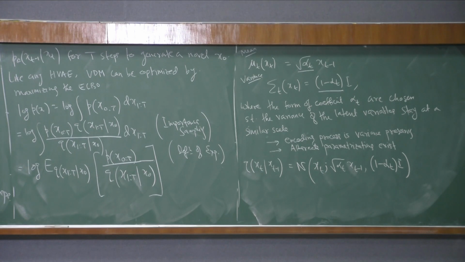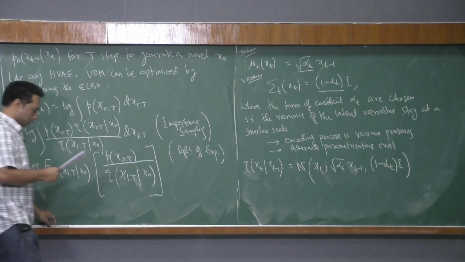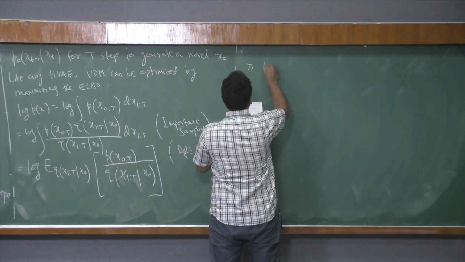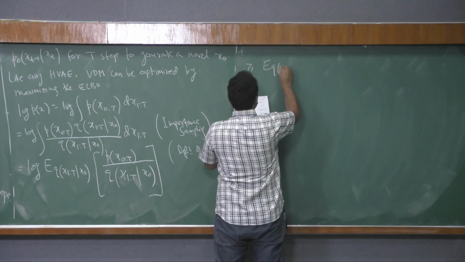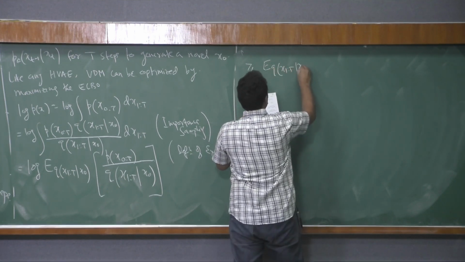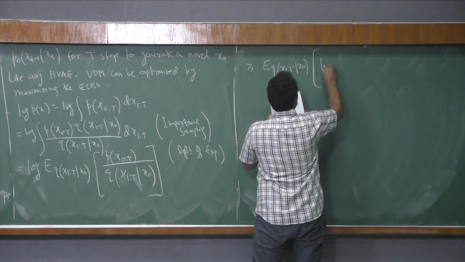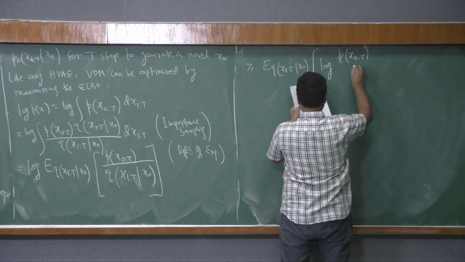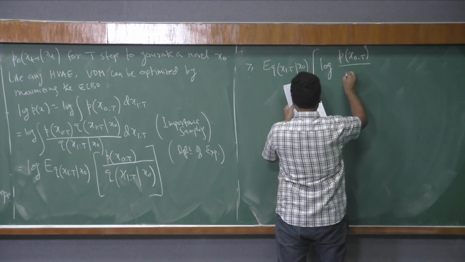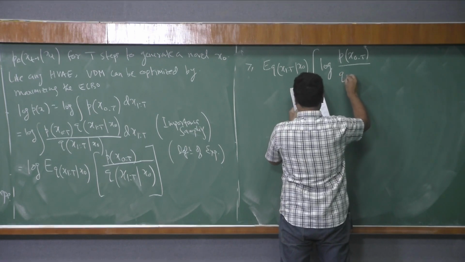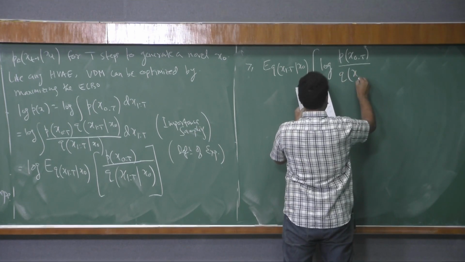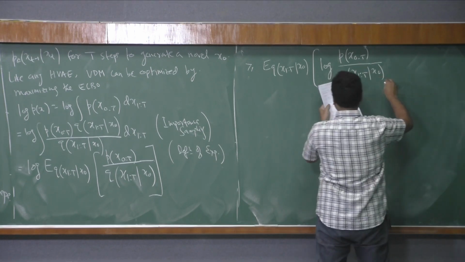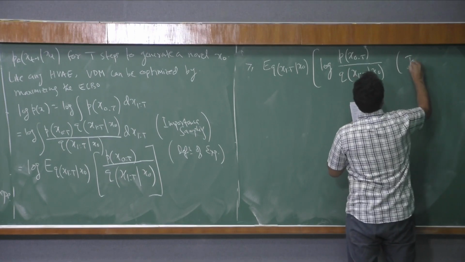And then we will create a lower bound by applying Jensen's inequality like we did before. So this is greater than or equal to expectation over q of x 1 to t given x naught of log of p of x 0 to t divided by q of x 1 to t given x naught. So this is our Jensen's.